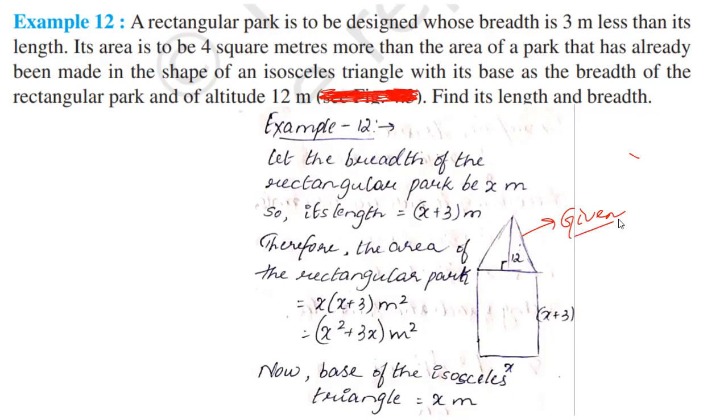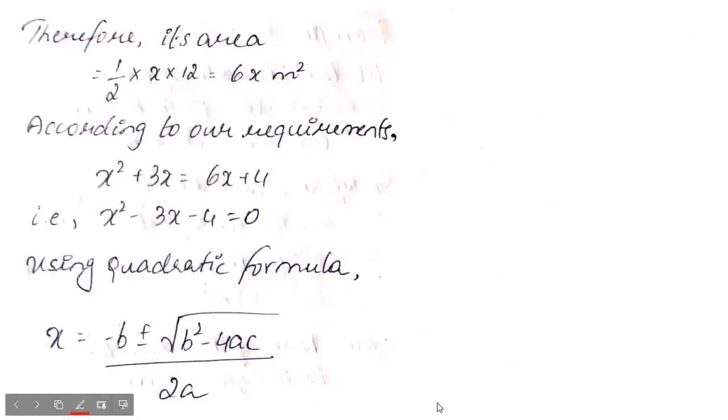Let the breadth of the rectangular park be x meters, and its length be x plus 3 meters. Therefore, the area of the rectangular park is length into breadth, right? So this is the area. Now the base is x meters. The base of the isosceles triangle is x meters.